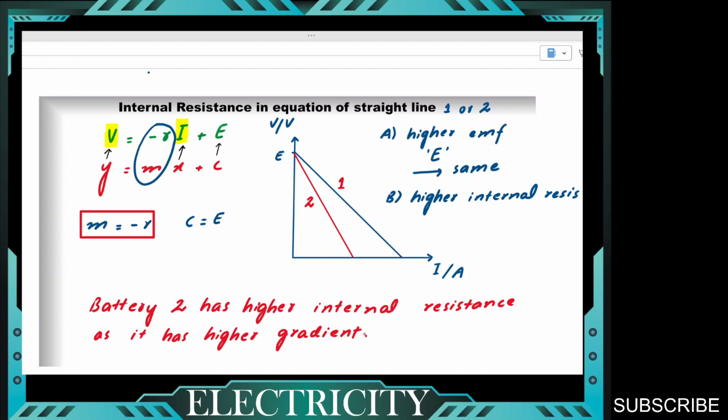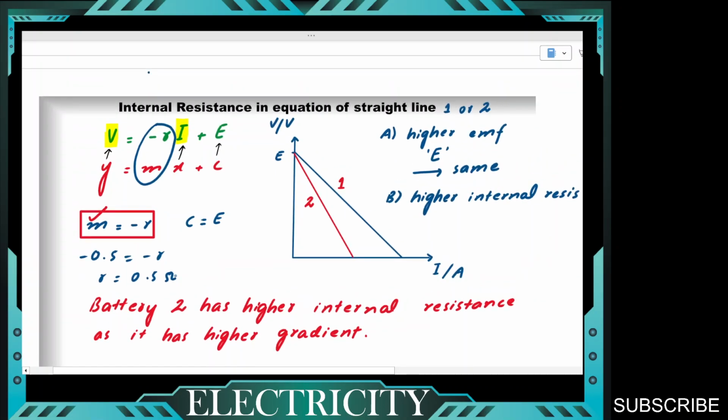Gradient equals negative r, because the gradient would be negative, and hence eventually gradient would equal the internal resistance. Because whatever the answer of m is, it would be a negative number. For example, the answer of m is minus 0.5. Now what is that gradient equal to? That equals to minus r. So eventually internal resistance would be with the positive sign. Just keep it in your mind.